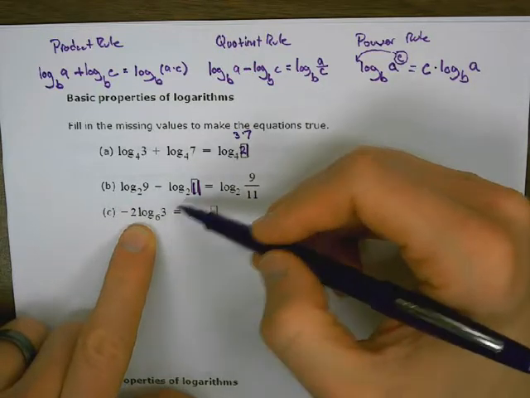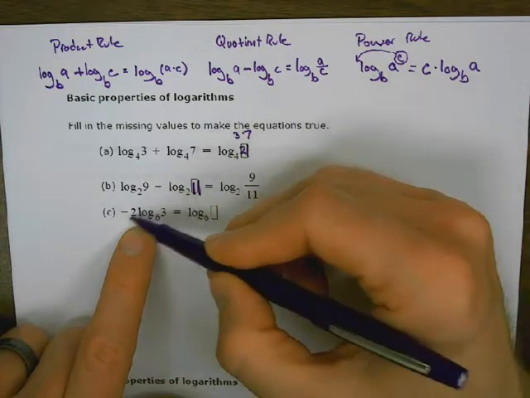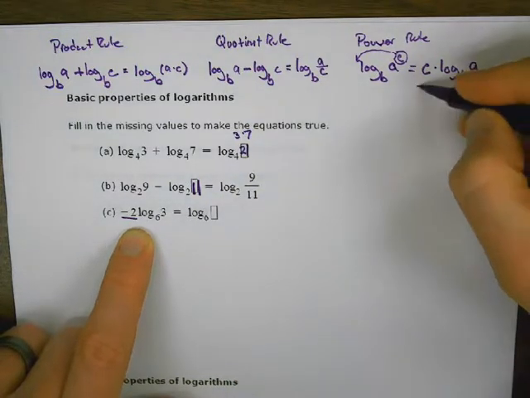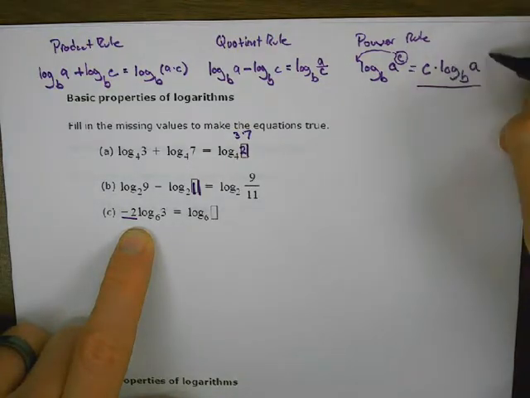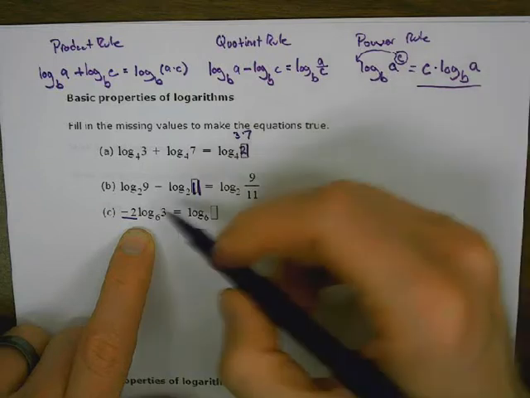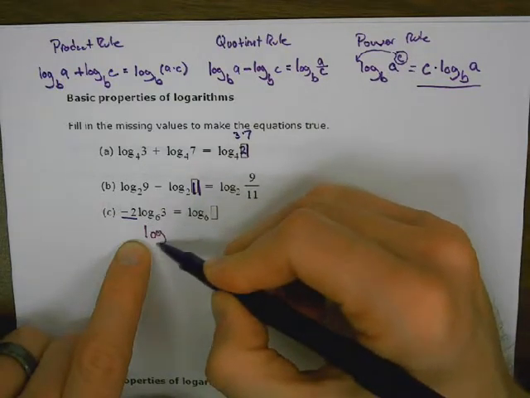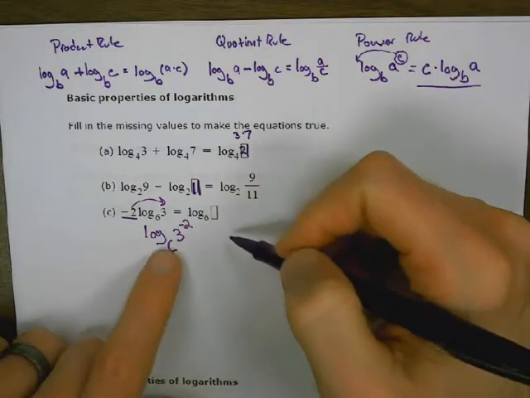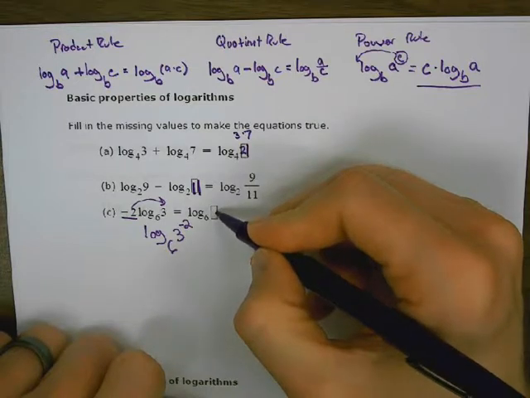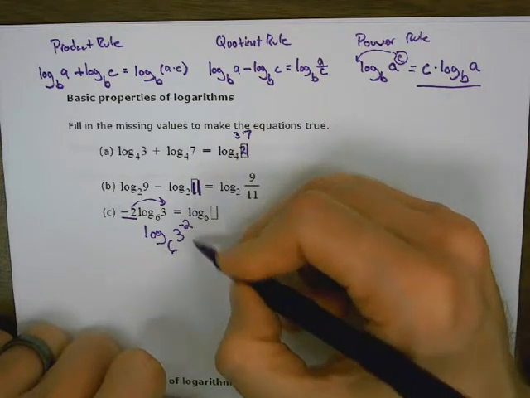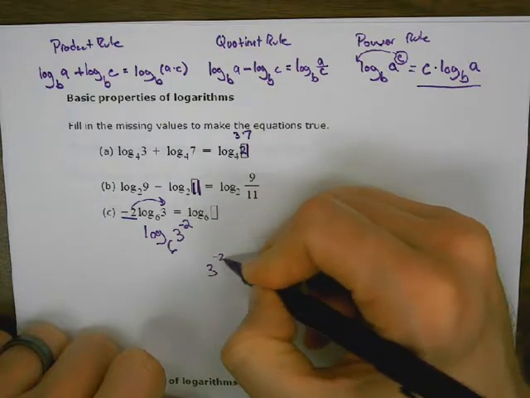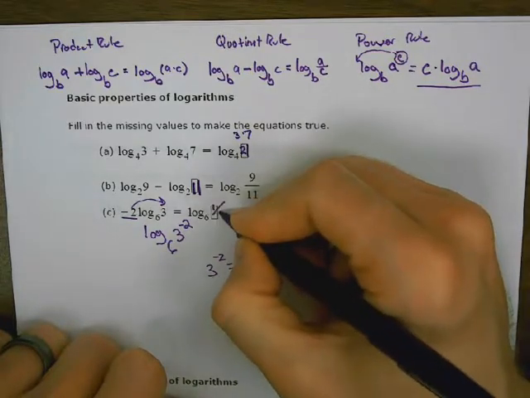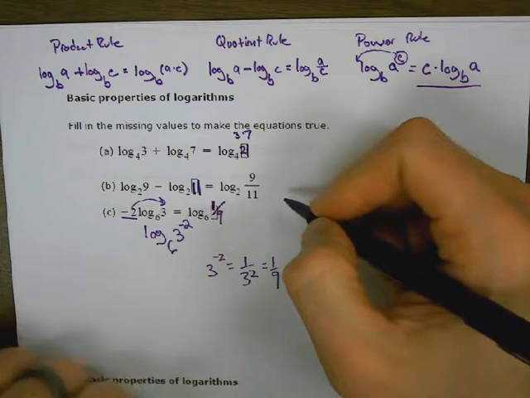And the second one, or the third one actually, it looks like I have a number in front of my log. Well, anytime you have a number in front of the log, you can use the power rule and bring that number up as the exponent. So you can rewrite that as log base 6 of 3, if we bring it back up here, to the negative 2. Now, I have a feeling we're not going to want to put 3 to the negative 2. We don't want to write negative exponents. So let's simplify 3 to the negative 2. That's 1 over 3 to the positive 2. That's 1/9. So really, I would write 1/9 in there.